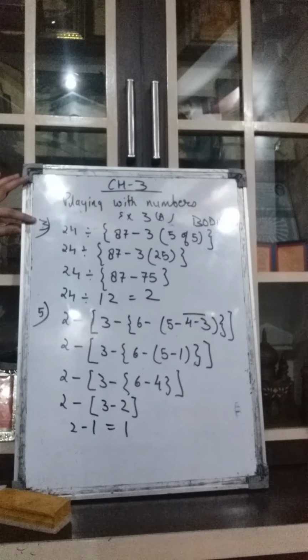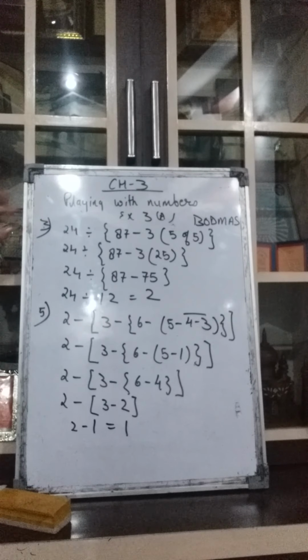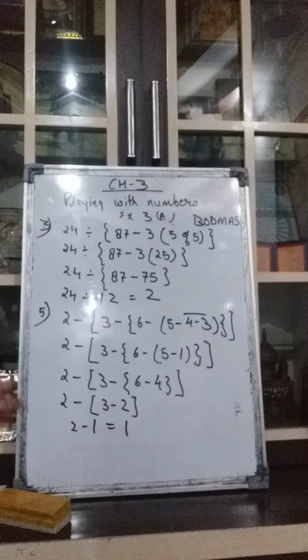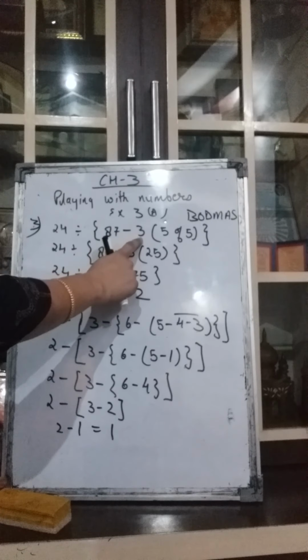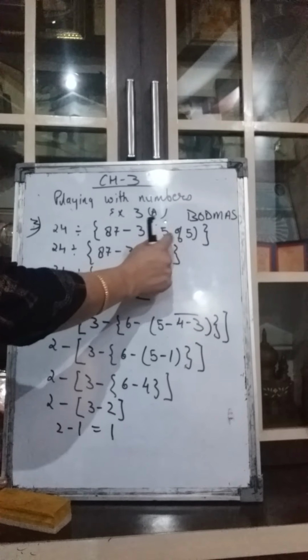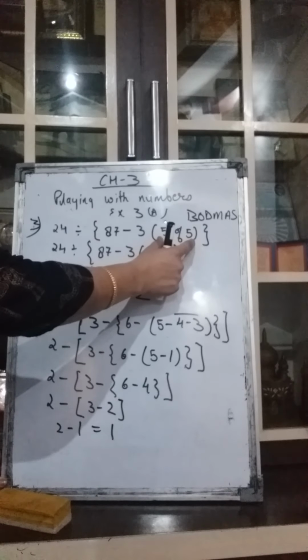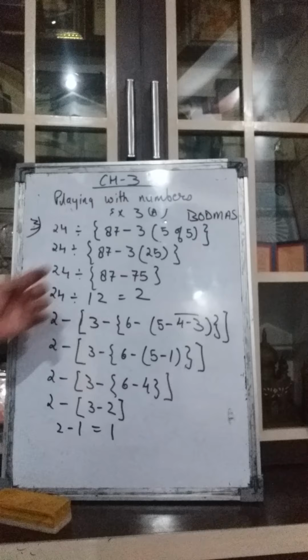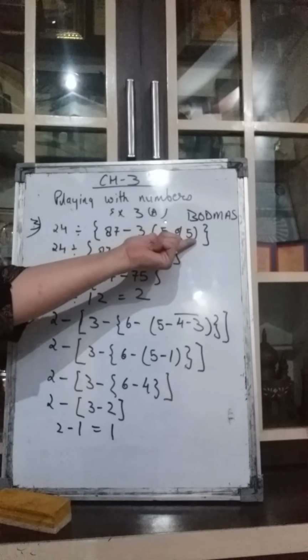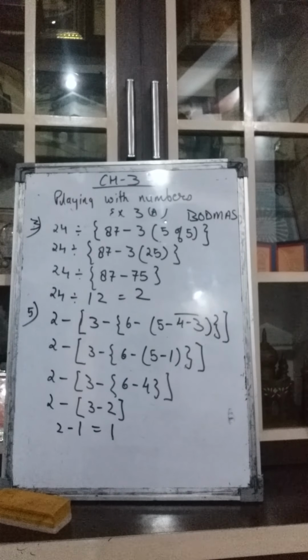Now girls, we come to the third question. Third question says 24 divided by, now in the bracket there is 87 minus 3 and 5 of 5. This is still in another bracket. Then the bracket gets closed. So here I told you we have to solve the inner bracket first. Okay. So how to solve that inner bracket?